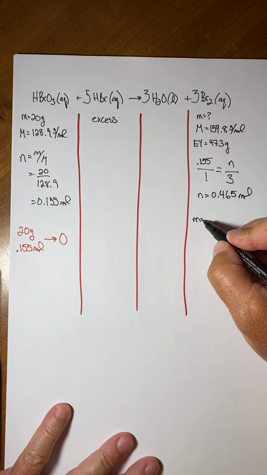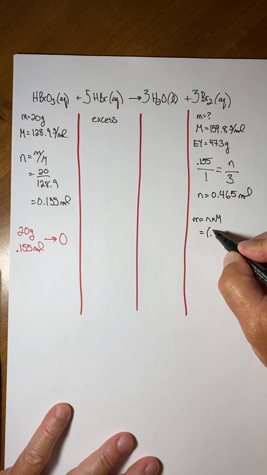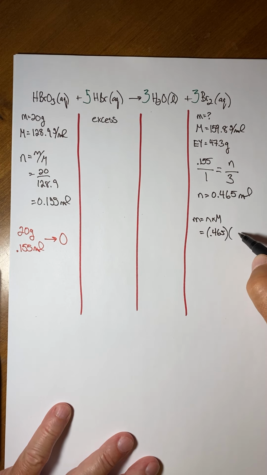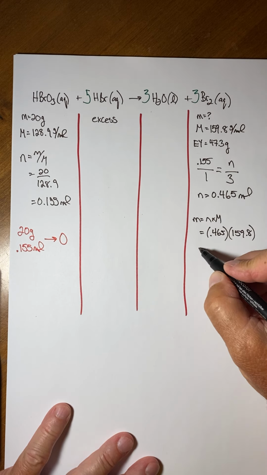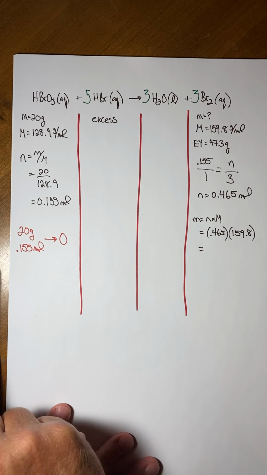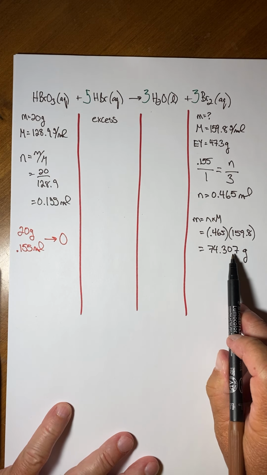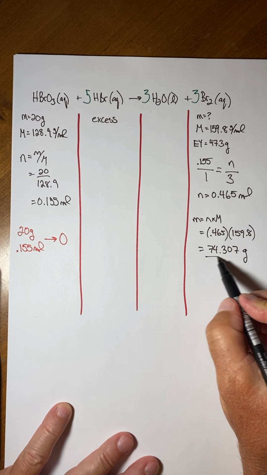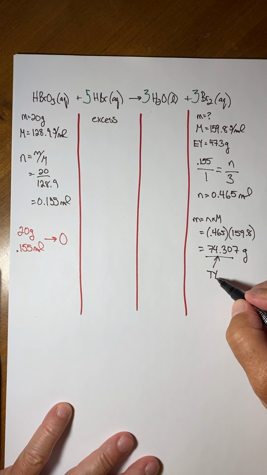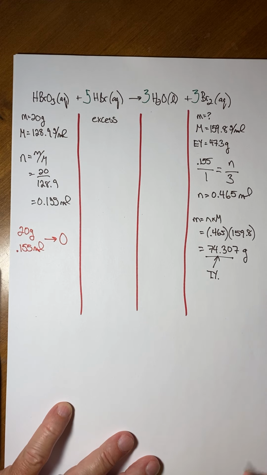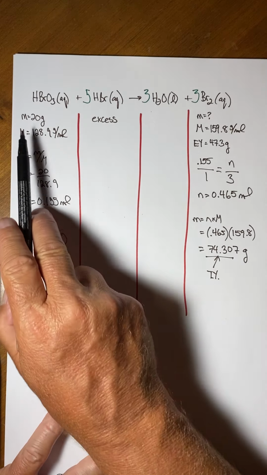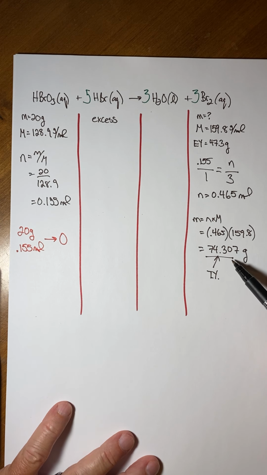And then I'm going to find the mass. 0.465 times 159.8. And theoretically, I would make 74.307 grams. Now, this is my theoretical yield. What that basically means is that in theory, if the reaction went perfectly, there were no errors, you didn't spill any, you didn't measure out the 20 grams incorrectly, stuff like that, you would make this amount.